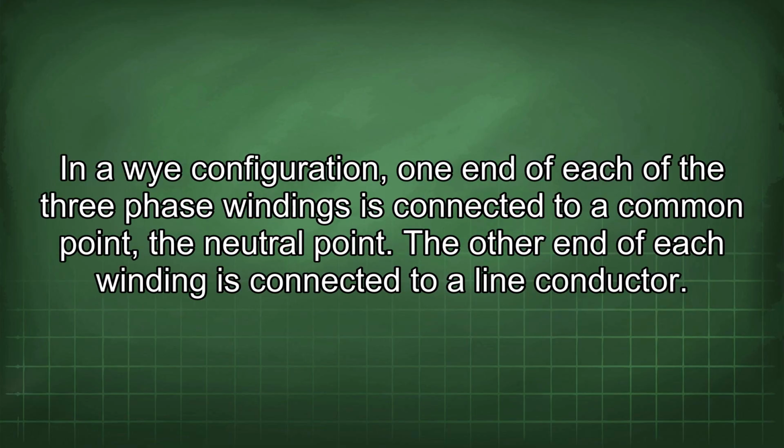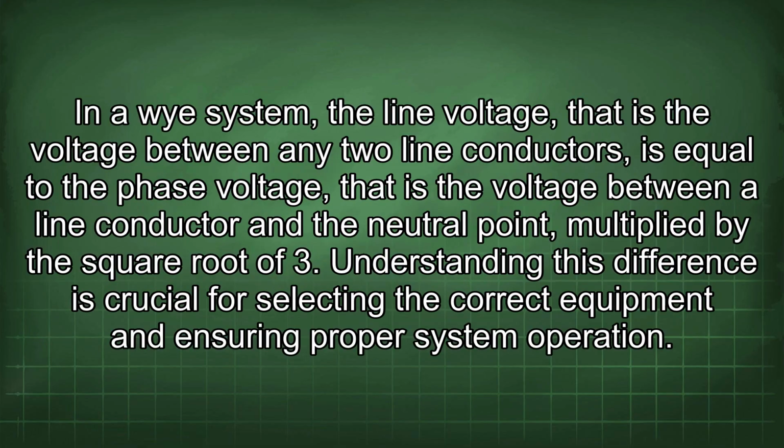In a Y configuration, one end of each of the three-phase windings is connected to a common point, the neutral point. The other end of each winding is connected to a line conductor. In a Y system, the line voltage, that is the voltage between any two line conductors, is equal to the phase voltage, that is the voltage between a line conductor and the neutral point, multiplied by the square root of 3. Understanding this difference is crucial for selecting the correct equipment and ensuring proper system operation.